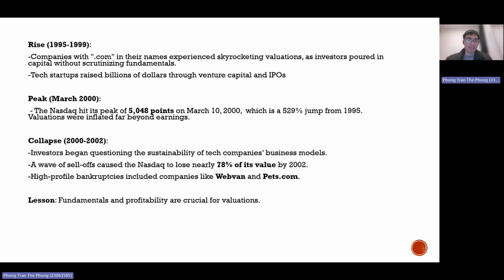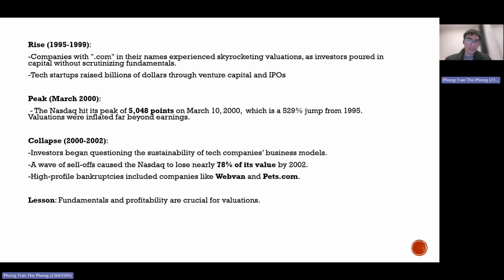So there were a lot of startups, and they had a similarity. They all had .com in their names, and they all experienced skyrocketing valuations, and the capital market just kept throwing money at them without doing any fundamental analysis, like how the company will do, how their operations are, stuff like that. So yes, tech startups raised billions of dollars through venture capital and initial public offerings.